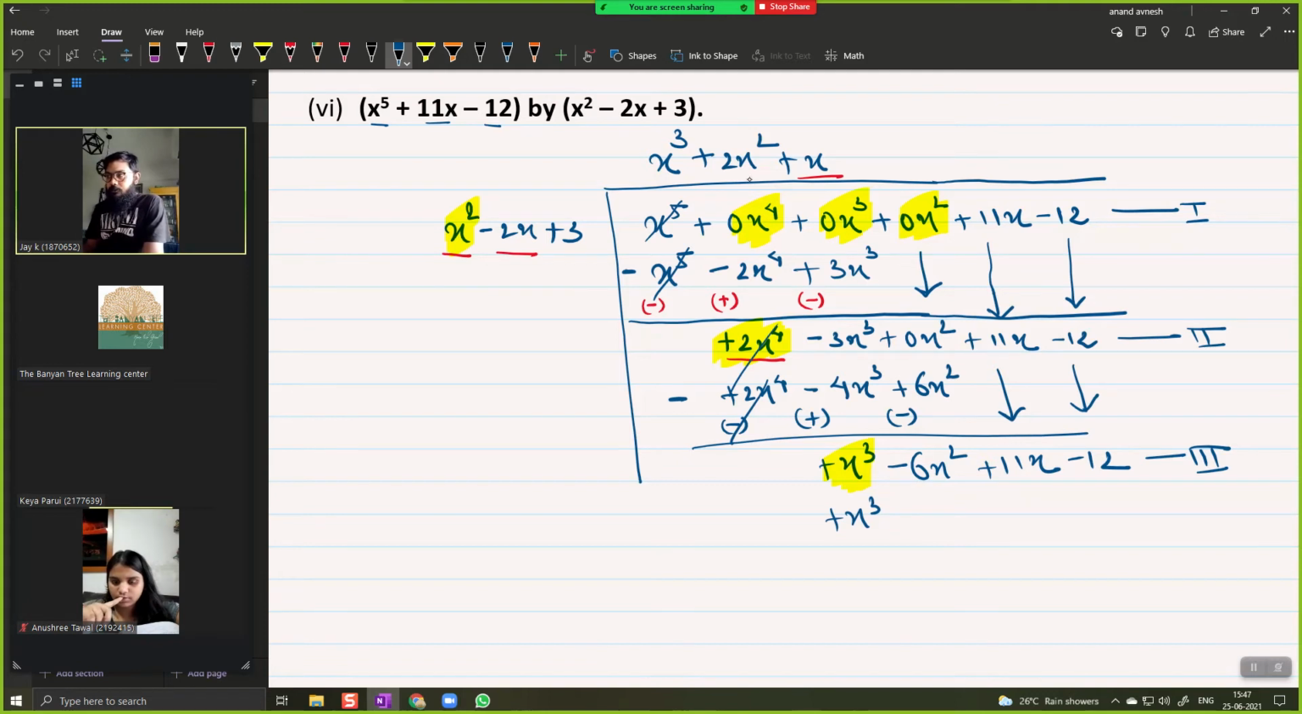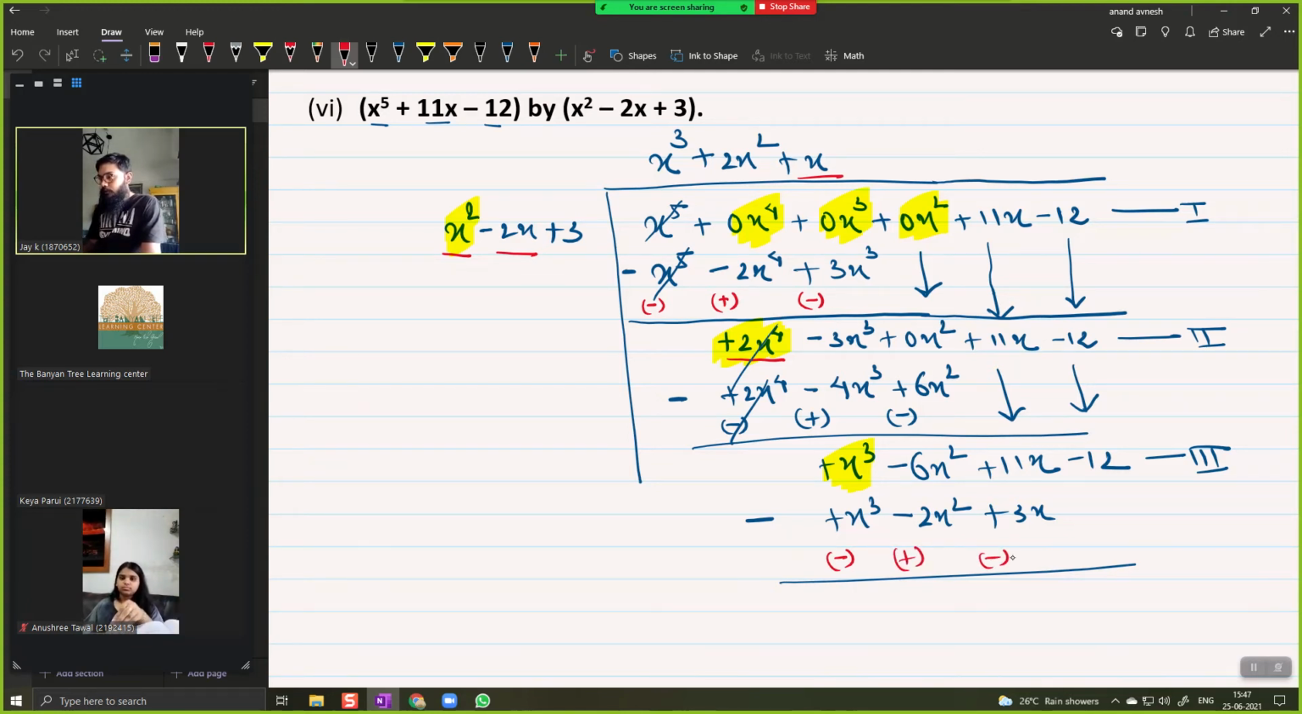Yes, sir. Plus x into minus 2x will be minus 2x square. Yes. And plus x into plus 3 is plus 3x. Okay. Then there is a line. Then you put minus sign and change the sign of all the terms. So this will be plus and this will be minus. So x cube minus x cube cuts, minus 6x square plus 2x square will be minus 4x square, and plus 11x minus 3x will be plus 8x, and minus 12 comes down.